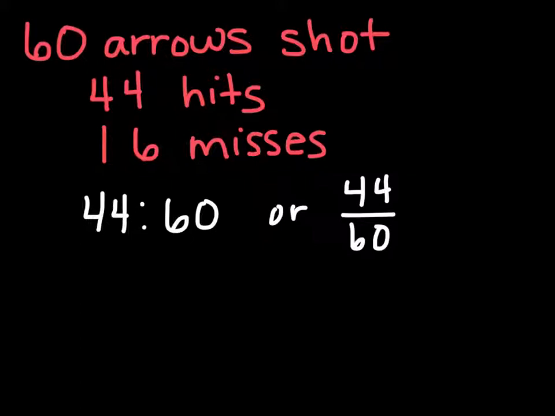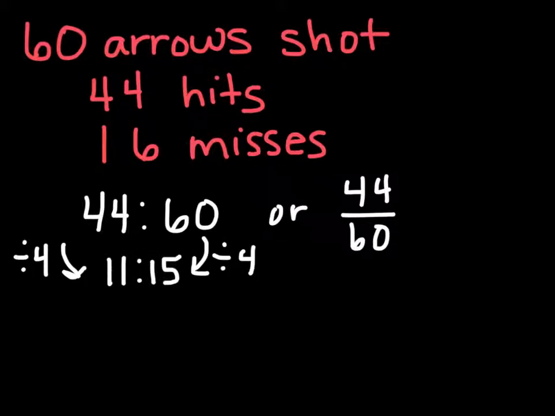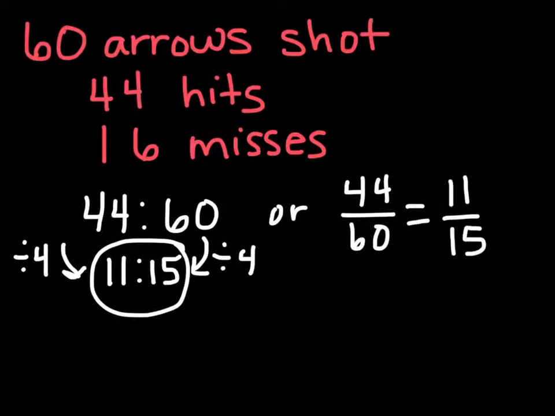Once again, we need to reduce. I'm thinking that our greatest common factor is once again going to be 4. So let's divide each by 4, giving us 11 to 15. Once again, 11 is prime, so we cannot reduce this any further. This is our simplest form. And we would write it like this in the fraction form, 11 over 15. And then the third way to write this ratio would simply be 11 to 15.